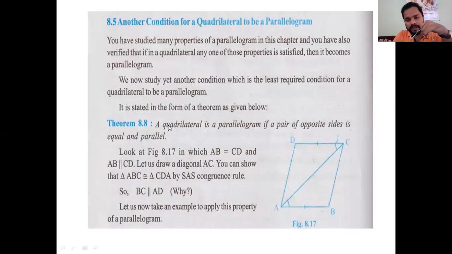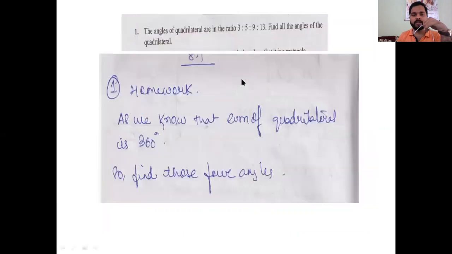8.8: a quadrilateral is a parallelogram if one pair of opposite sides is equal and parallel. For example, suppose I know that AD is equal to BC and AD is parallel to BC. So you can see this is one pair of opposite sides that is equal and also parallel. Then the whole quadrilateral will be a parallelogram. We are going to use these theorems, so try to keep them in your mind.